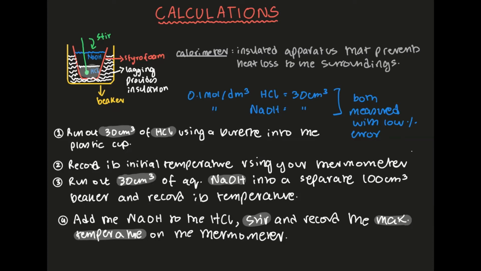The first step is to record the initial temperature of the HCl. The next step is to record the initial temperature of the NaOH. And your final step is to mix all the reactants together and to record the final temperature. So these are the three readings that you're going to be taking.